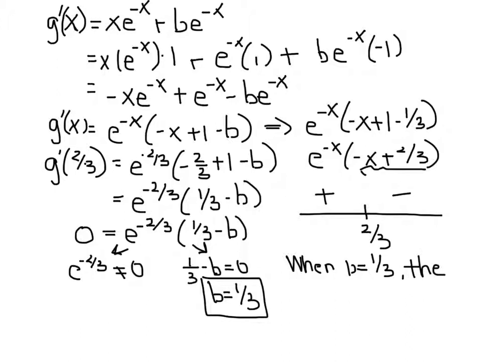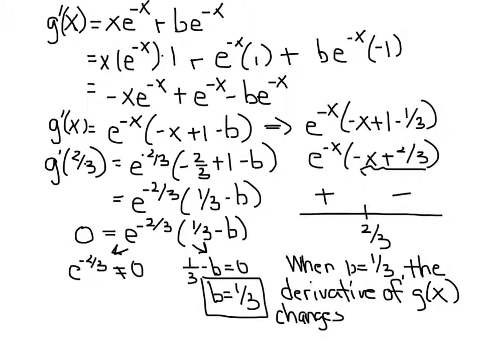the derivative of g of x changes sign from positive to negative. Oh boy, I'm going to run out of room here. Positive to negative when x equals 2/3.